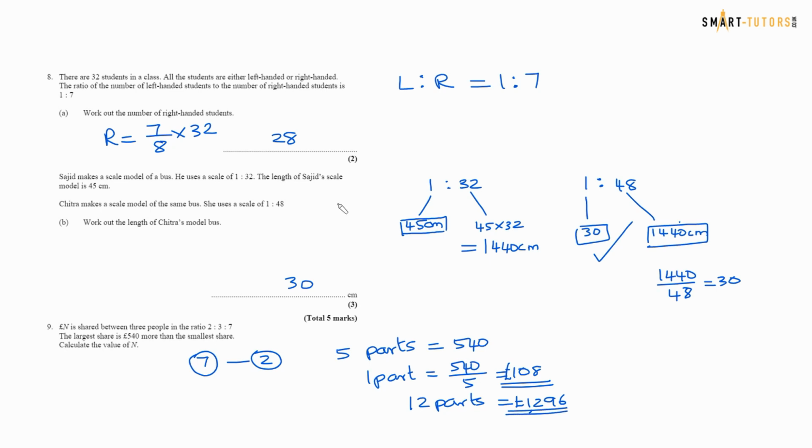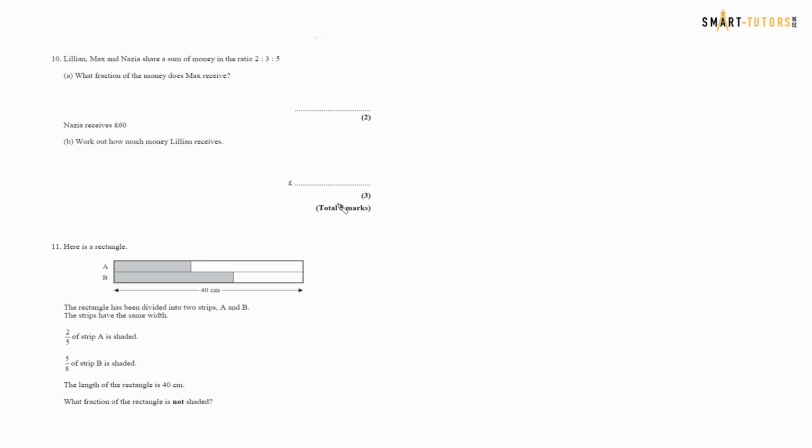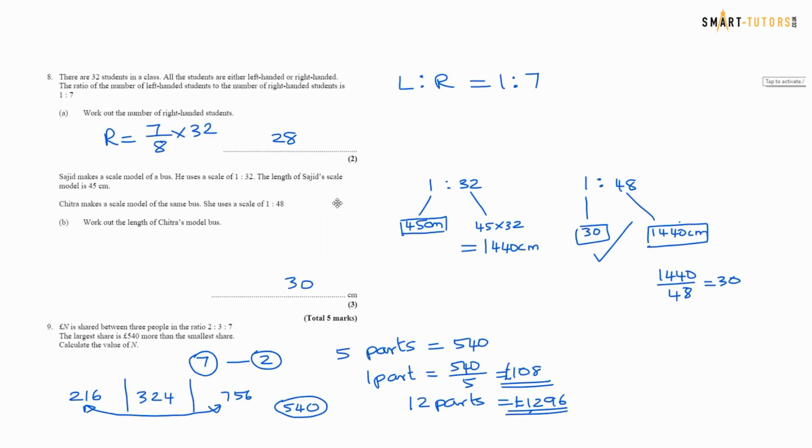You can check the answer. If you have the 1 part is 108, 2 parts is going to be 216, and 3 parts is going to be 324, and 7 parts is going to be 756. And the difference between the largest and the smallest is going to be 540. So the answer is correct. I think we have done the question number 9.